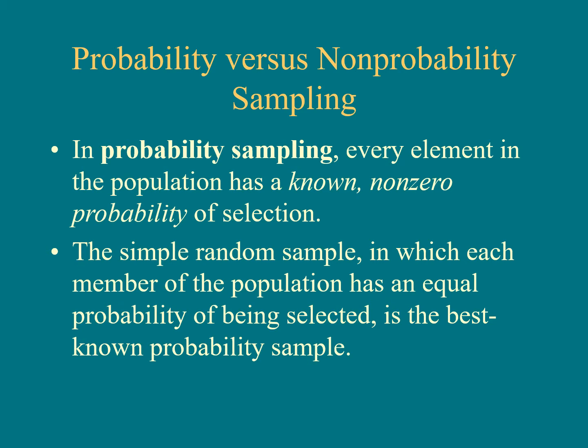Probability versus non-probability sampling. In probability sampling, every element in the population has a known non-zero probability of selection. The simple random sample, in which each member of the population has an equal probability of being selected, is the best known probability sample.